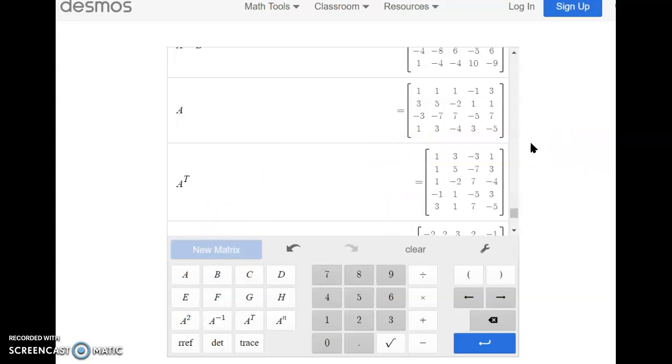All right, I'm going to show a couple more definitions in part 2.